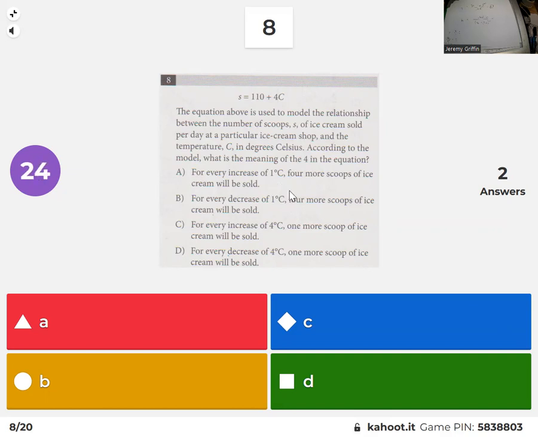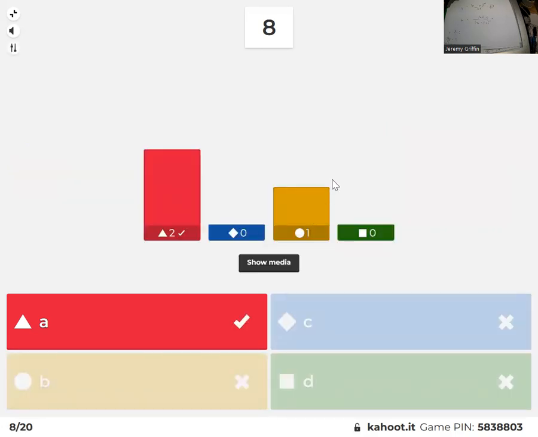I got some of the other ones. Okay, yeah. Right. You guys get that? You guys be able to figure out something like that?